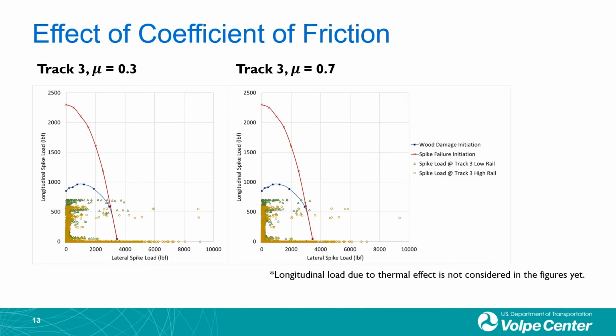This slide compares the effect of the coefficient of friction between the plate and the tie. The coefficient of friction has no effect on the longitudinal spike load because of plate uplifting, which we talked about previously. So the friction does not play a role here. But the coefficient of friction does affect the lateral spike load. When the coefficient of friction increased from 0.3 to 0.7, the friction increased. The percentage of the plate load transferred to each spike decreased. So the majority of the lateral spike load was shifted inside the curve when the coefficient of friction is up to 0.7.